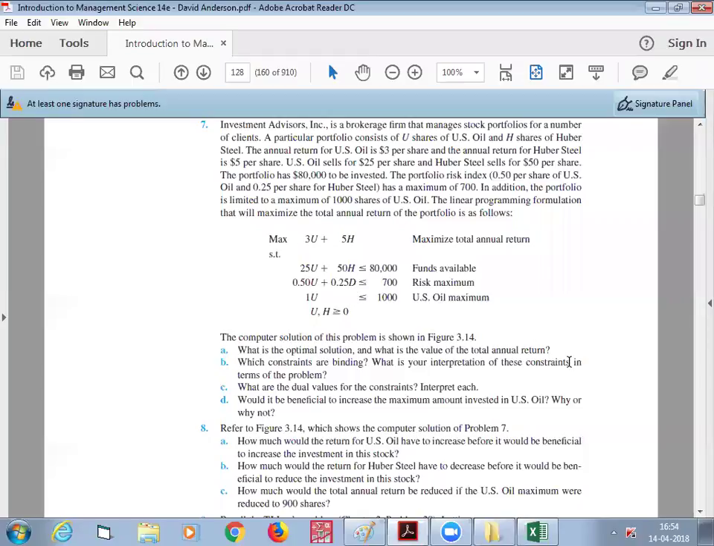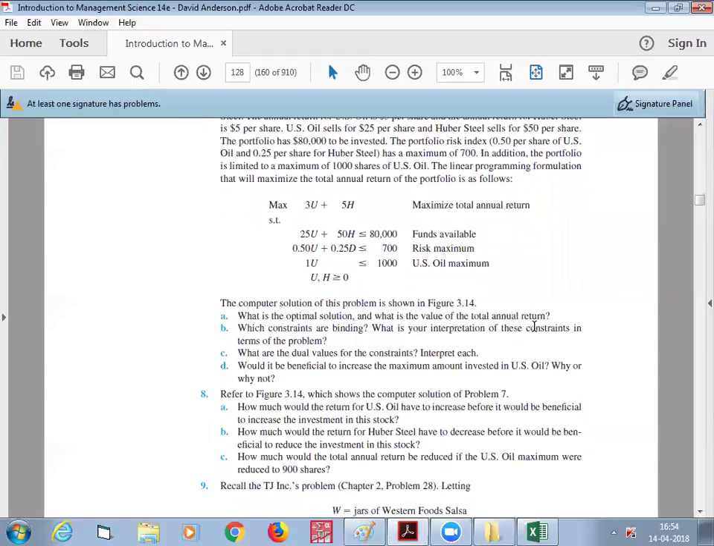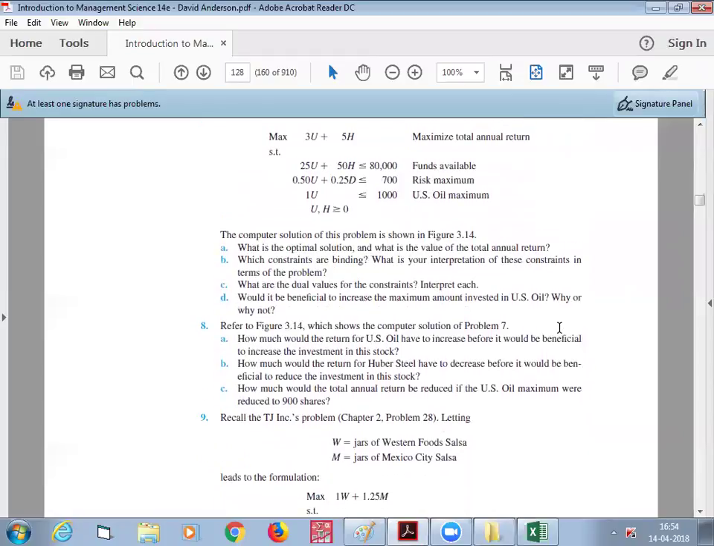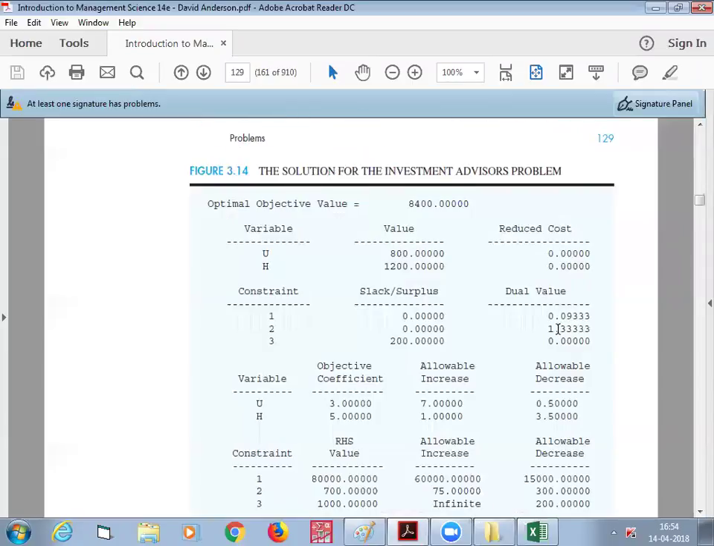It's clearly a misprint. It should be H. Obviously, it should be H. Now let's look at our optimal solution, which is in this figure here.